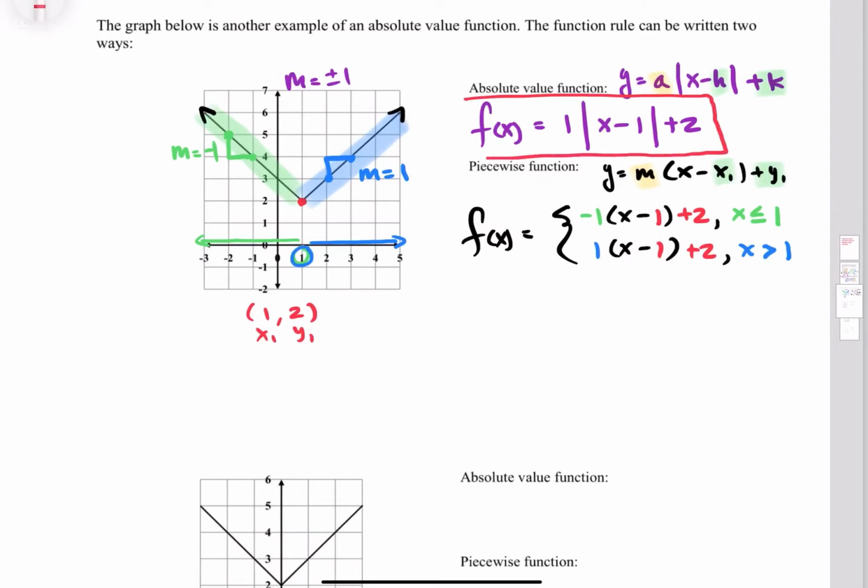Remember, it has the 3 characteristics. It has that shared point at 1, 2. It has that plus or minus slope at 1, so plus or minus 1. And it has that V shape. So we have that absolute value function. Let's try another one here.